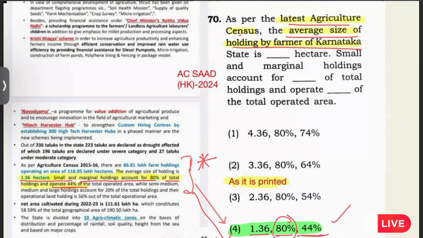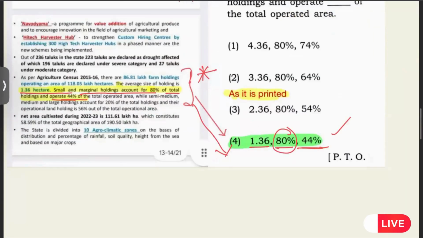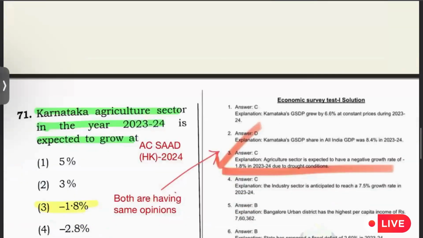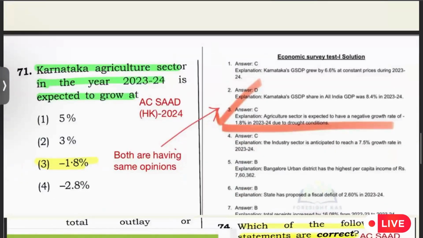So I'll tell you more. Almost all the economic survey questions have been picked up from our current affairs. So you can trust the relevancy of this and the efforts that we put in here. Then coming to the other question, this is from our economic survey test. We have given free access to all the Karnataka aspirants to tests from the economic survey, and even the option is the same here. See, option C, the answer is option C.